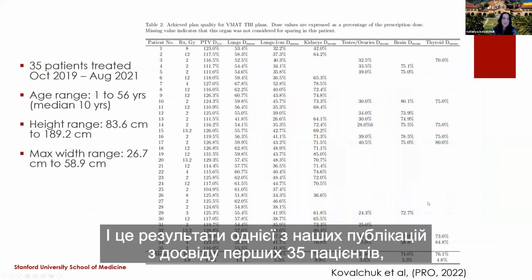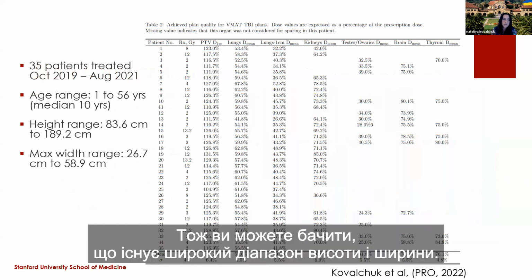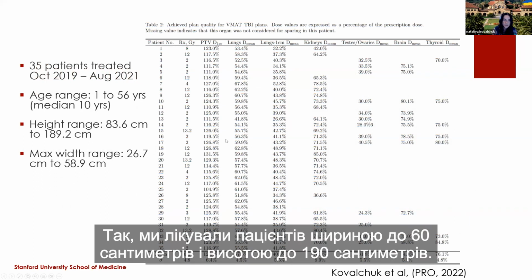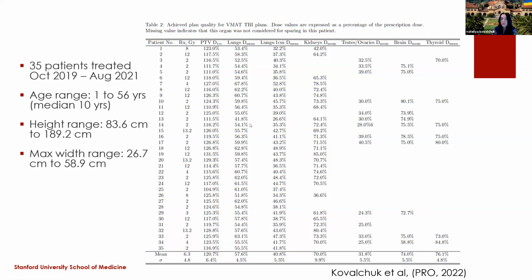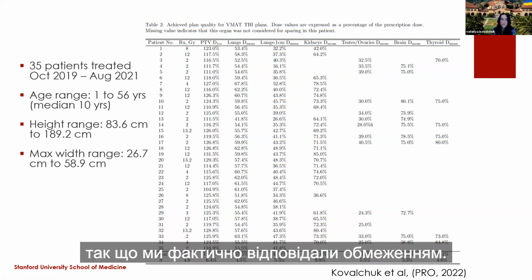And these are the results from one of our publications, from the experience of the first 35 patients treated with VMAT TBI with this technique. You can see there's a wide range of height and width. We treated patients up to 60 centimeters wide and up to 190 centimeters in height. All of them had an average lung dose of approximately 55%, so we were meeting the constraints.